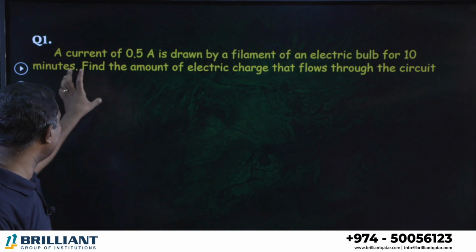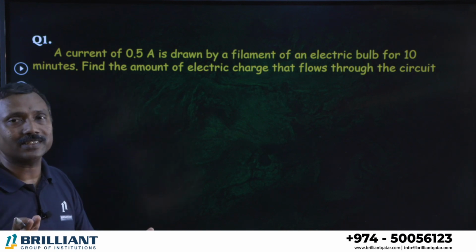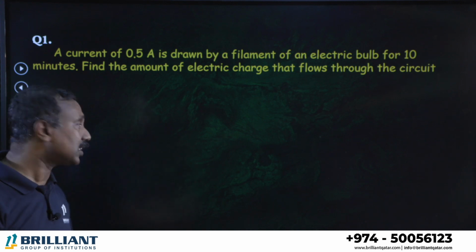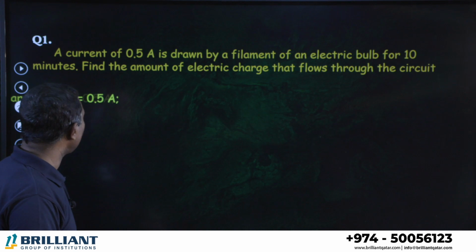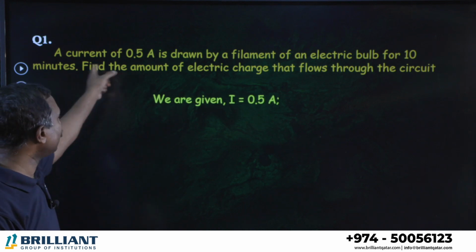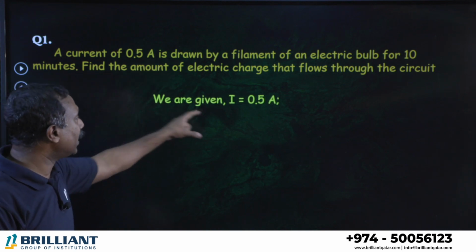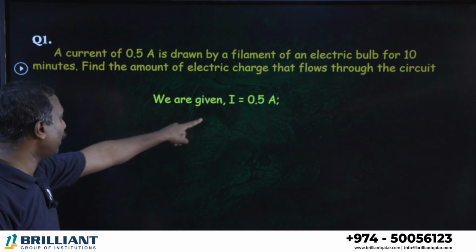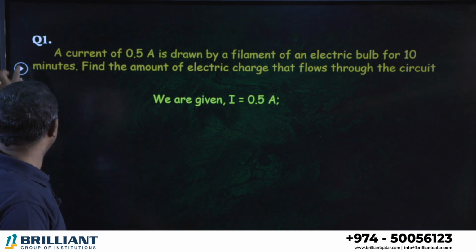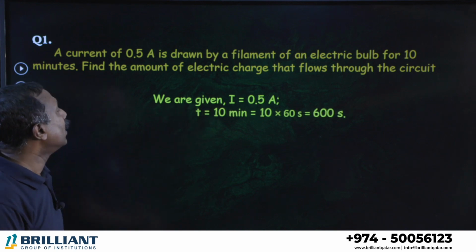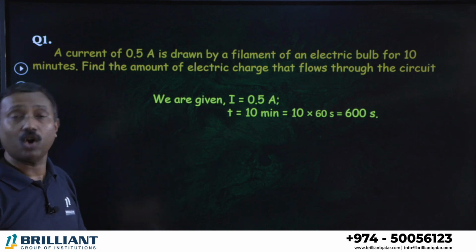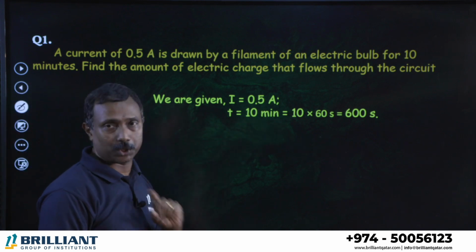When we get these kinds of questions, the first thing is to understand the question. The second thing is data collection. Let us collect the data first. The first thing given is the amount of current passing through the circuit, as 0.5 ampere. I is given as 0.5 ampere. And secondly, what is given? The time for which the current is maintained inside the filament of the bulb. It is a 10-minute duration, right?